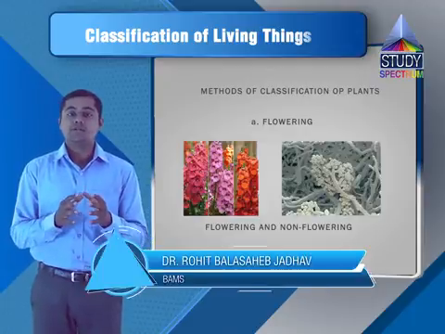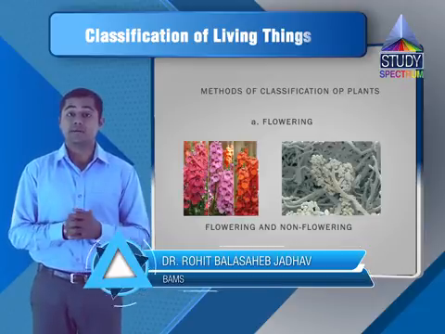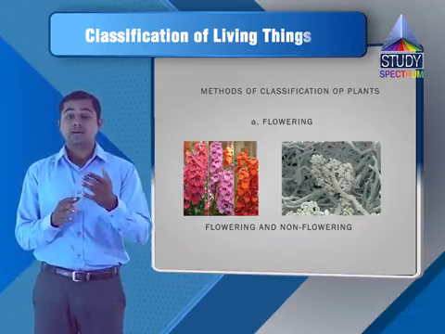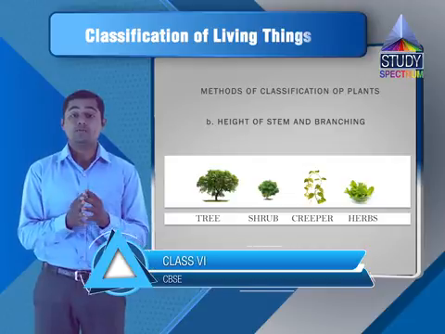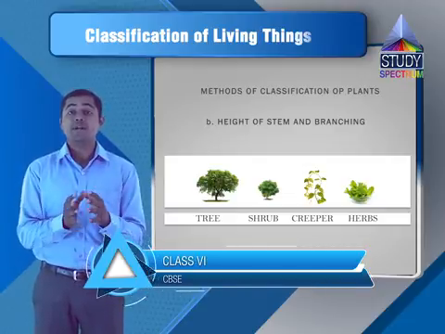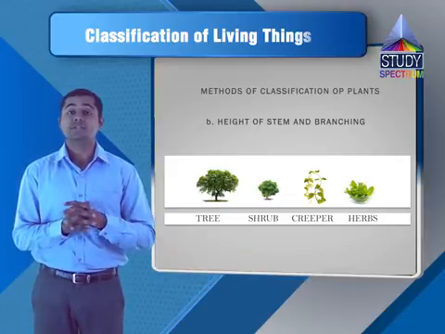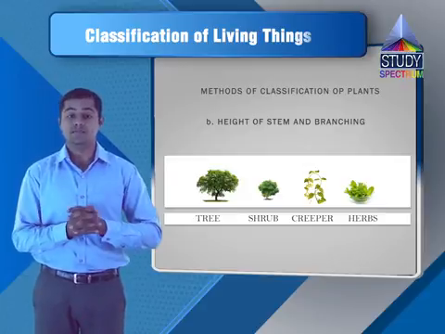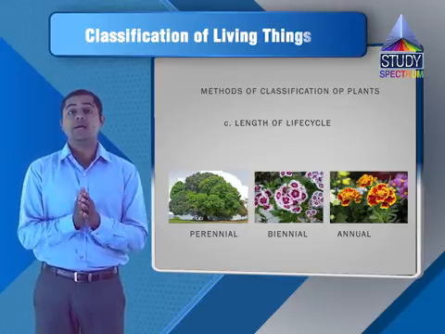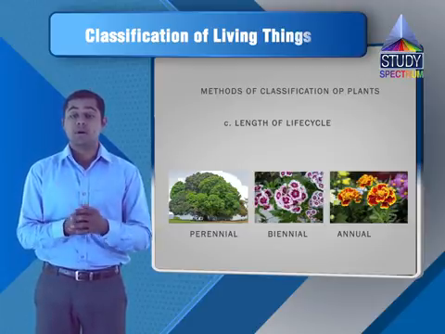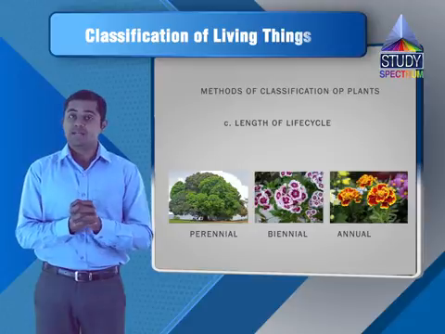Next question, methods of classification of plants according to their criteria. A. Flowering. On the basis of flowering, we can classify the plants into flowering and non-flowering plants. B. Height of the stem and branching. According to the height of the stem and branching, we can classify the plants into 4 groups: trees, shrubs, climbers and herbs. C. Length of the life cycle. According to the length of life cycle, we can classify plants into 3 groups: perennials, biennials and annuals. Let's see the next question, friends.